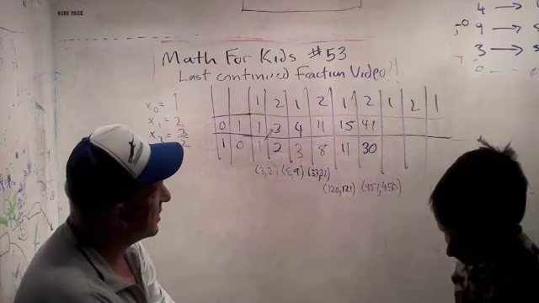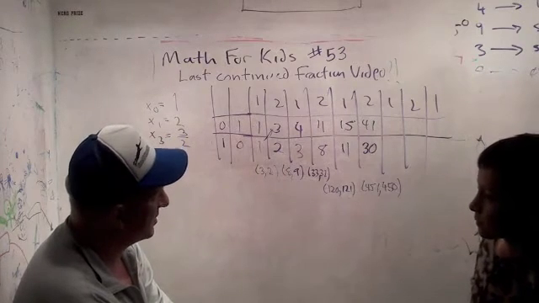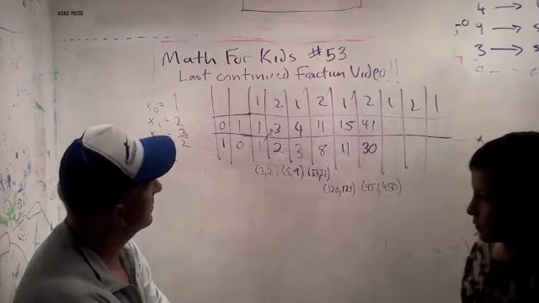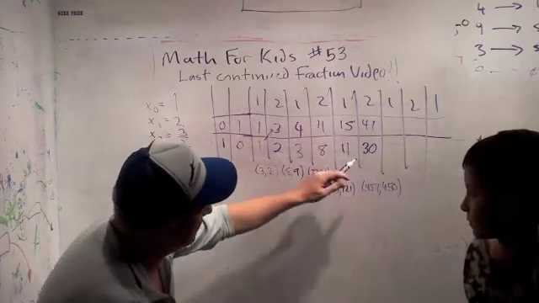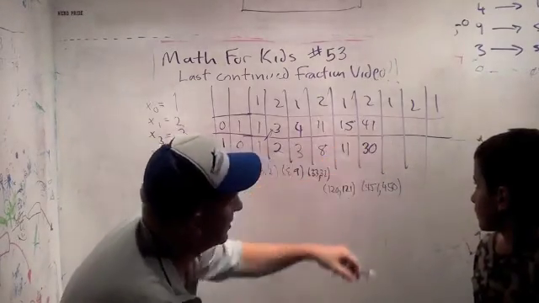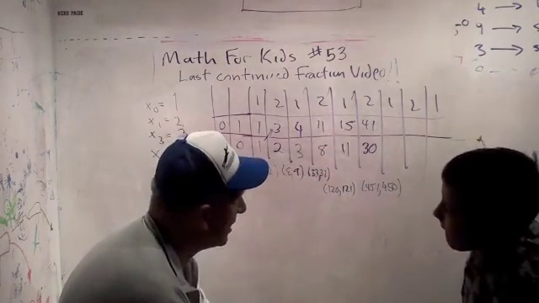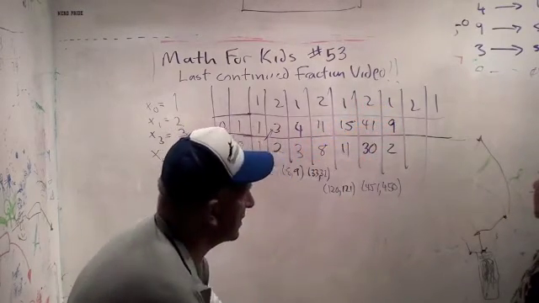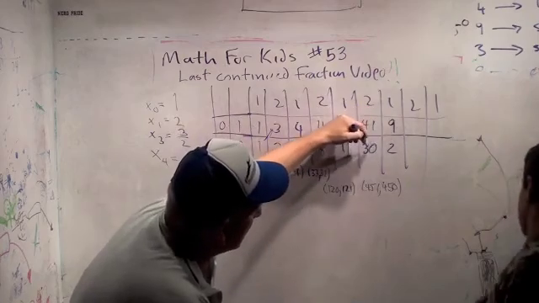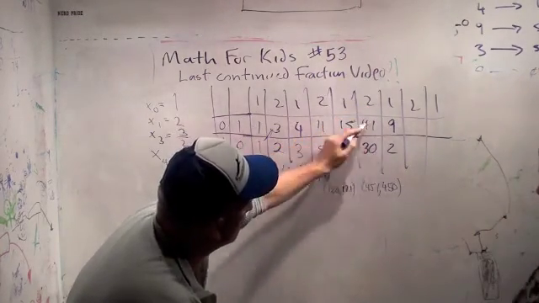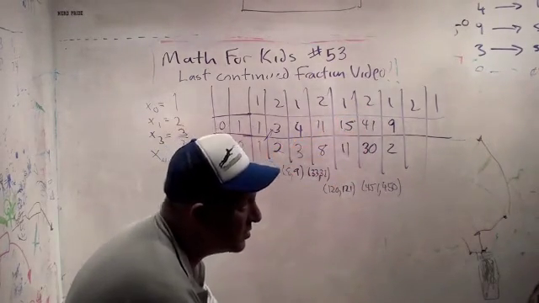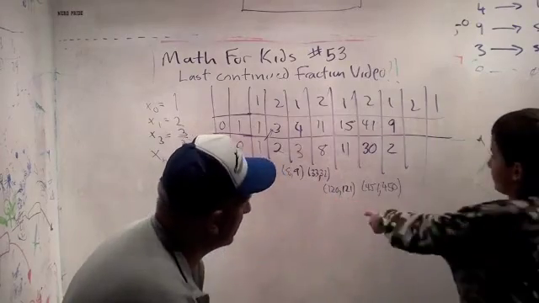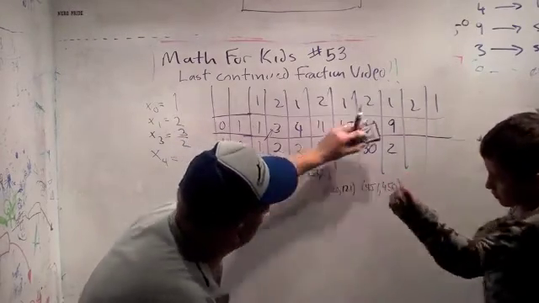But it shows you that continued fractions have really interesting properties. This next number over here is going to be some kind of really interesting special number. It can't just be anything. It can't be like 9 halves that comes next, because 9 times 30 is 270, and 2 times 41 is 82. That wouldn't work, it keeps getting larger.